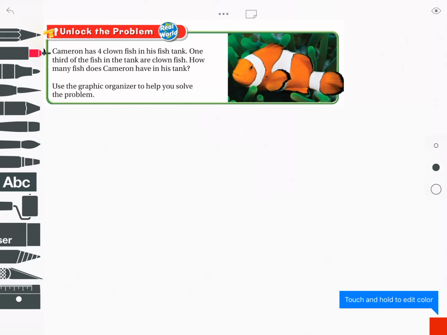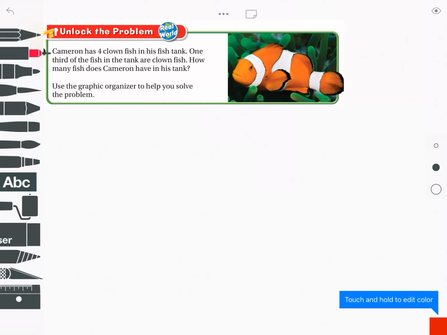All right, unlock the problem. Cameron has 4 clownfish in his fish tank. 1/3 of the fish in the tank are clownfish. How many fish does Cameron have in his tank? Use a graphic organizer to help you solve the problem. So I didn't put the graphic organizer from the book in there because I want to show you how I solve the problem on my own, but you are welcome to fill in the answers in the book.